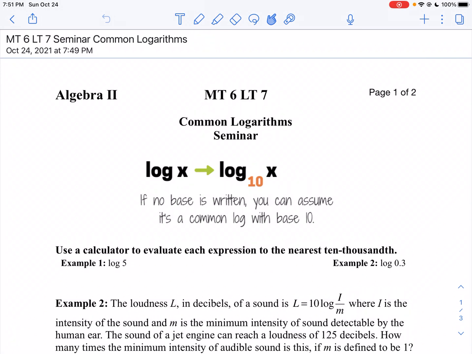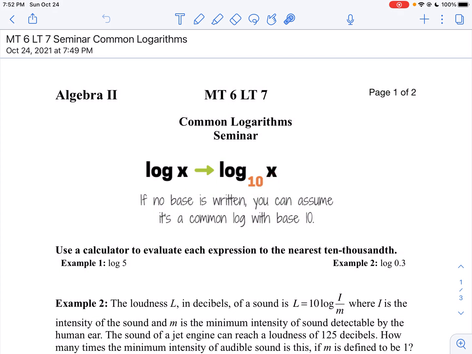Hello, in this lesson, I'd like you to solve exponential equations and inequalities using common logarithms and evaluate logarithms using the change of base formula. Some vocabulary coming across is common logarithms and change of base formula. A common logarithm is any logarithm that has base 10. So if we don't write base 10, we just know it has a base of 10. So log of x means the log of the base 10 of x.